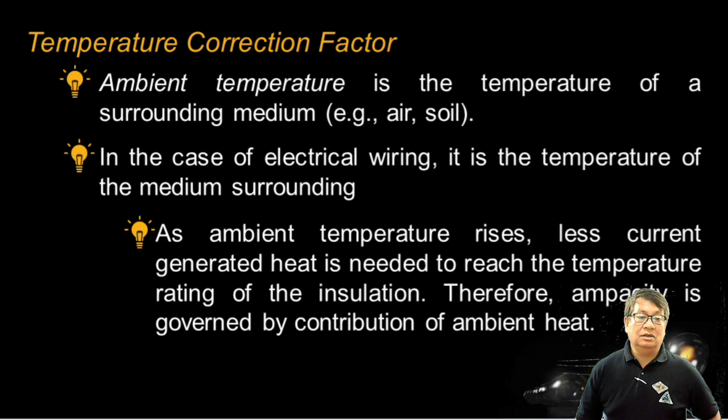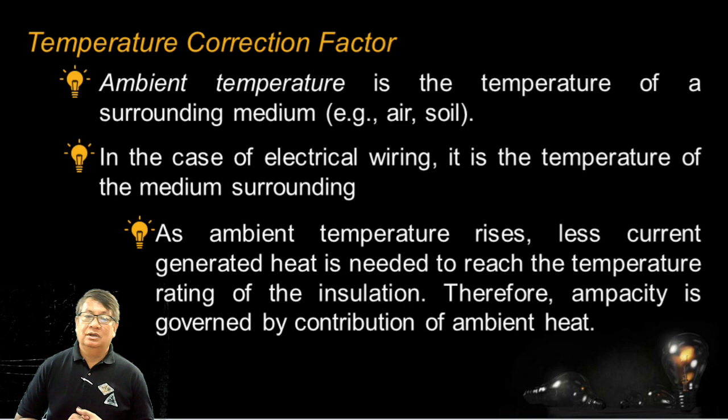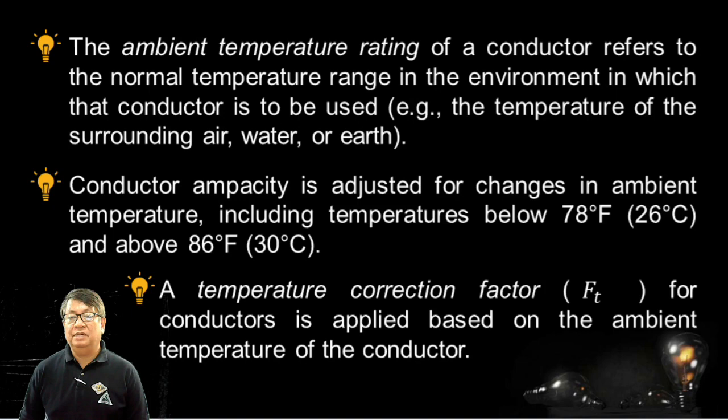So we have this temperature correction factor. Ambient temperature is the temperature of a surrounding medium. In cases of electrical wiring, as the ambient temperature of the surrounding medium rises, less current-generated heat is needed to reach the temperature rating of the insulation. So we should consider this insulation. Ampacity is governed by the contribution of ambient heat. It refers to the normal temperature range in the environment in which that conductor is to be used. That is ambient temperature. So conductor ampacity is adjusted for changes in ambient temperature, including temperatures below 78 degrees Fahrenheit or 26 degrees Celsius and above.